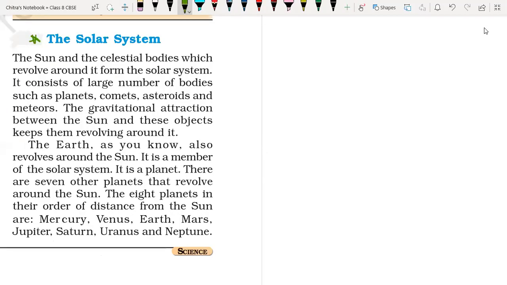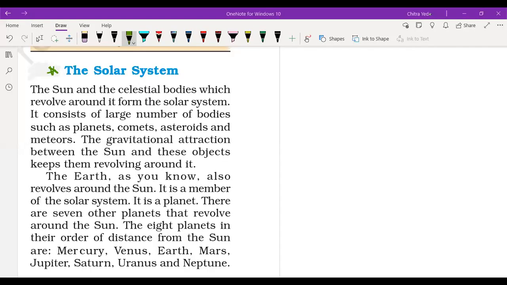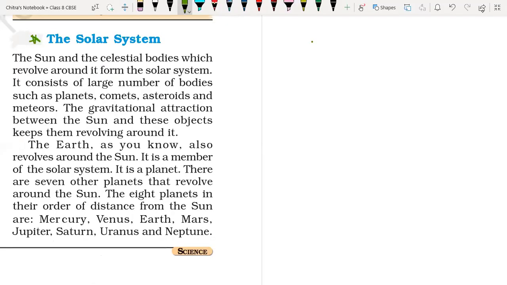So we're gonna start the solar system. It is really very important to understand the solar system because we are in our solar system. So we have to have some idea about our solar system, how it works. The sun and other celestial bodies which revolve around it, together they form the solar system.